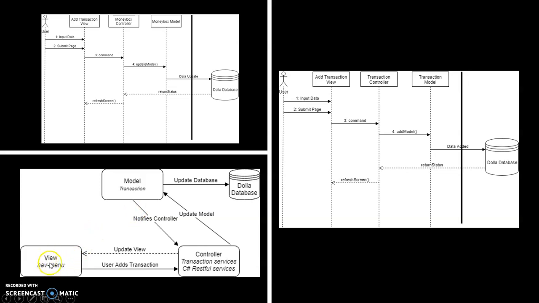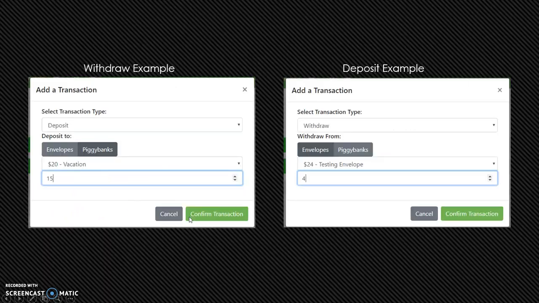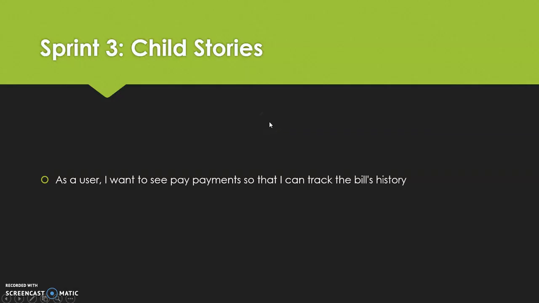So we have our view and user adds transaction here. The controller will be a transaction services, and this will update the model. The model then updates the database, and then notifies the controller that it's done, and then updates the view. This is our MVC structure for our design pattern. So here's 2 examples of the withdrawal and deposit of our screenshots.